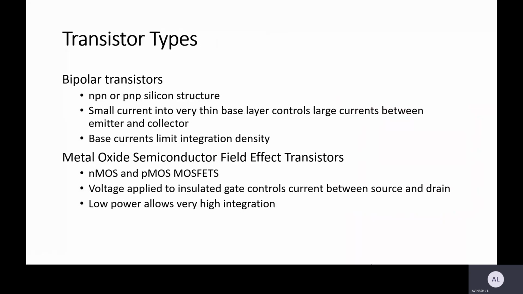The voltage applied to the insulated gate controls the current between the source and the drain. Low power allows very high integration. MOSFETs offer low power and very high integration available. So there are good advantages of MOSFETs over the BJT, and obviously we choose the MOSFET for integration on a single silicon chip.